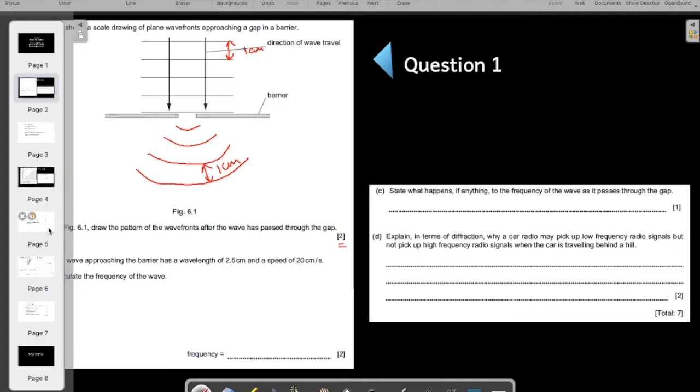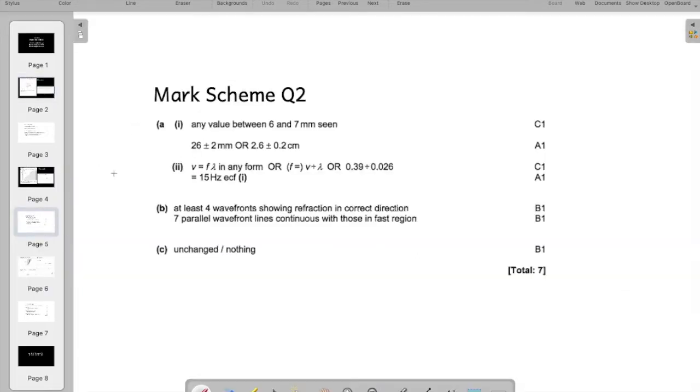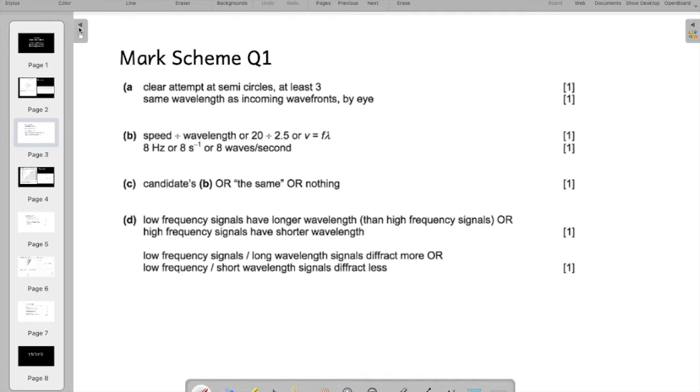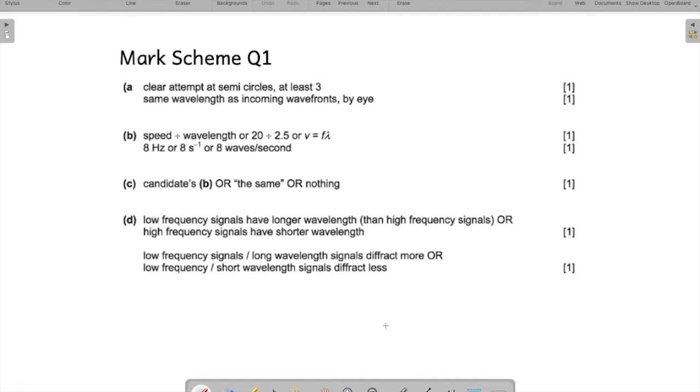If you want, we can look at the mark scheme as well. This is the mark scheme for question number 1, part A. Clear attempts at semicircles, at least 3 diffracted wavefronts they want to see, for which you get 1 mark. Same wavelength as the incoming wavefront by the look of the eye. You do not have to use the ruler.